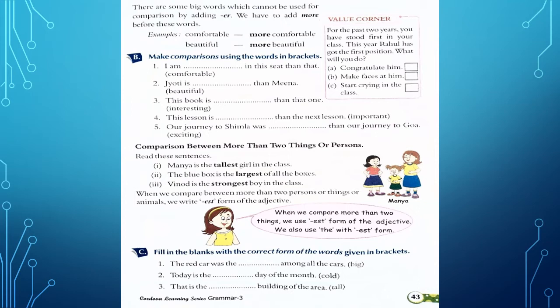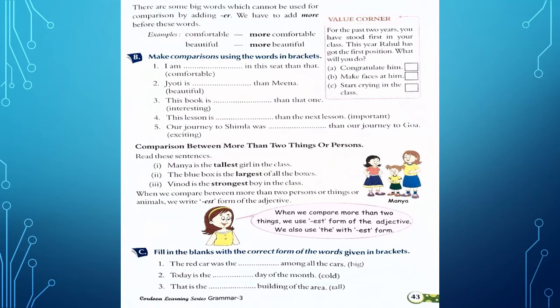Children, when we were using the er form of the word, we were using than after it. And now we will use the est form. With it, we will use the word the. Here is exercise C. Fill in the blanks with the correct form of the words given in the brackets. The red car was the dash among all the cars. Here, the comparison of the red car is with all the cars. So, we will fill in the word biggest.